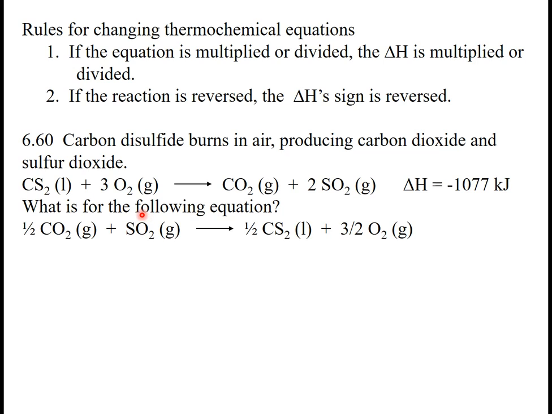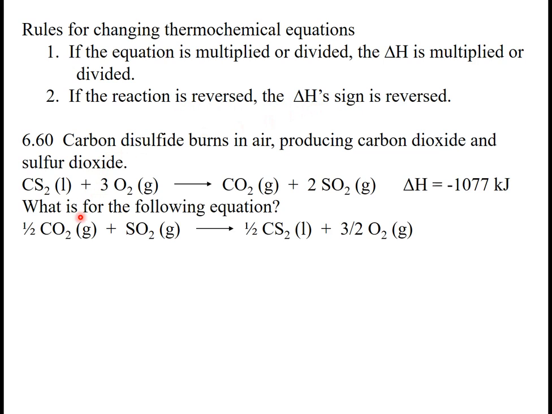However, what we need to learn how to do is manipulate those thermochemical equations. So the rule is, if you multiply or divide the chemical reaction, then delta H is multiplied or divided according to what you did here. So if I multiply by 2, I would multiply delta H by 2. If I divide by 3, I have to divide by 3. The other rule is, if the reaction is reversed, so the products become the reactants and the reactants become the products, then the sign of delta H is reversed.